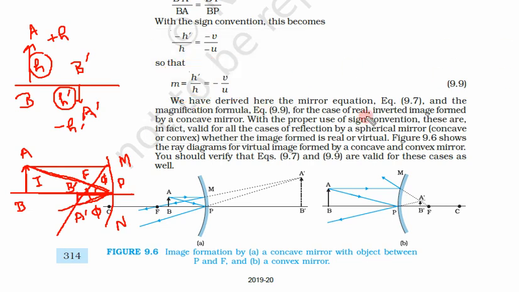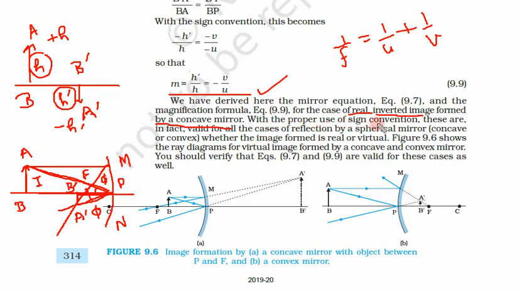So we have derived here the mirror equation 9.7 that we have seen, and the magnification formula. This is the magnification formula, and the mirror equation is 1 upon f is equal to 1 upon u plus 1 upon v. So these are two important quantities, magnification and mirror equation. For the case we have seen, the image was real but inverted, formed by a concave mirror. We have taken the object upwards but the image was coming downwards, that means it is inverted.